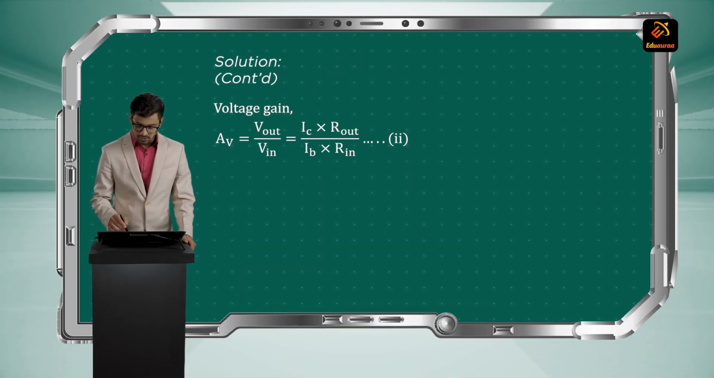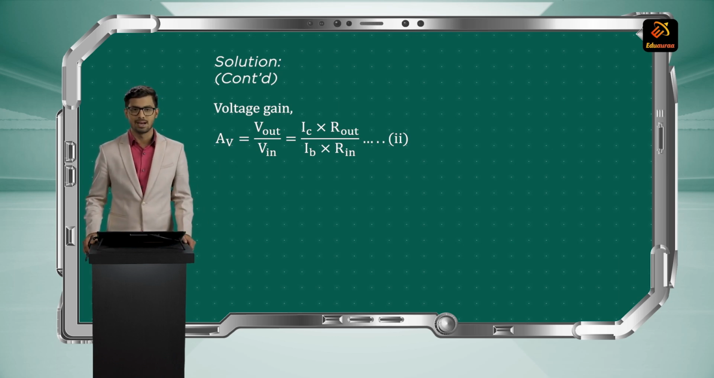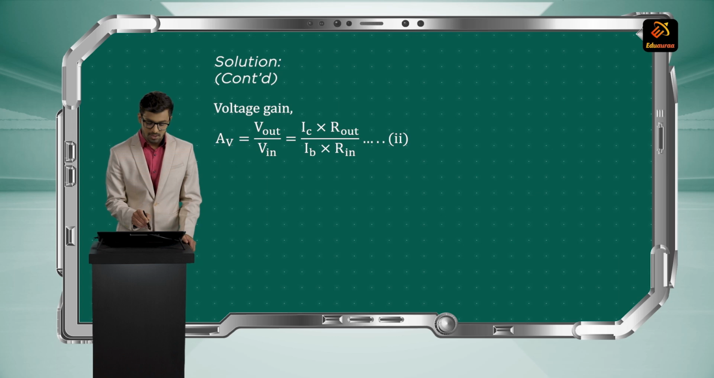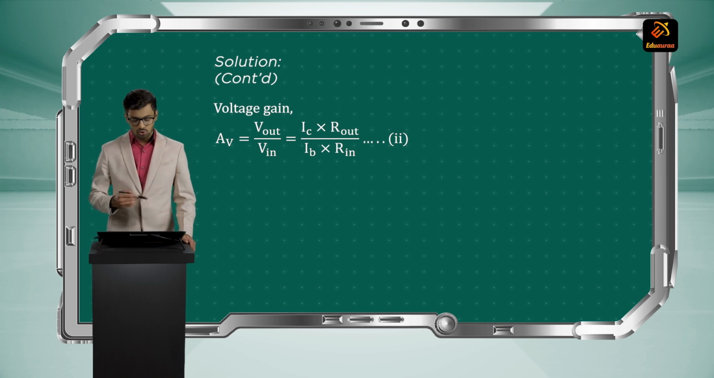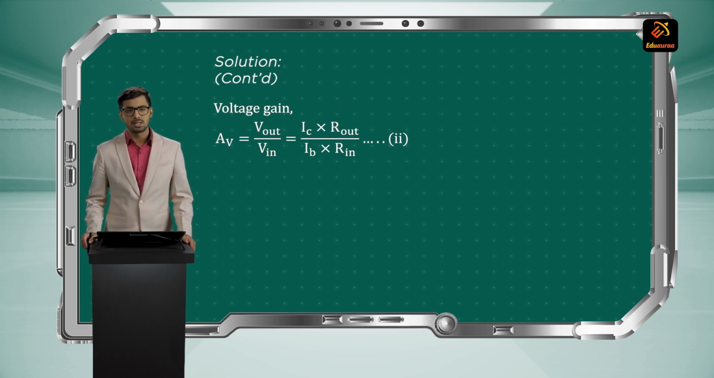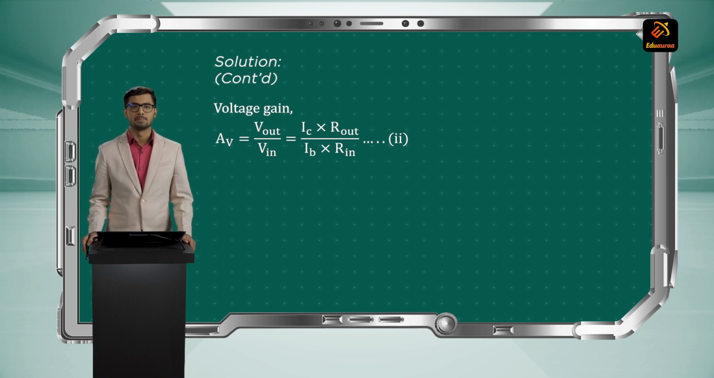In this question, we are already given R_out and R_in. We only have to worry about IC and IB, and we are given the graph of IC and IB. You remember that IC upon IB is the current gain, represented by beta. Beta is equal to I_out upon I_in, which is IC upon IB. So IC upon IB can be replaced by beta, and A_V becomes beta times R_out upon R_in.